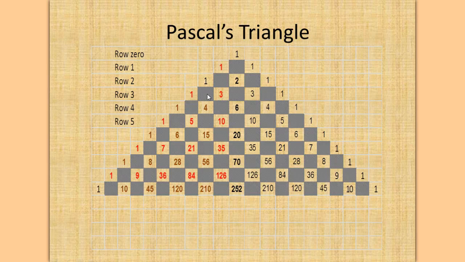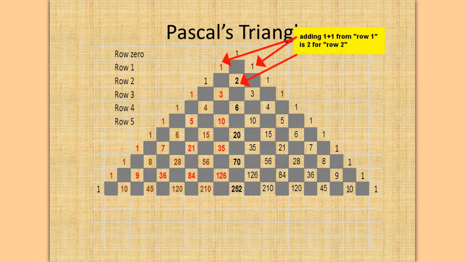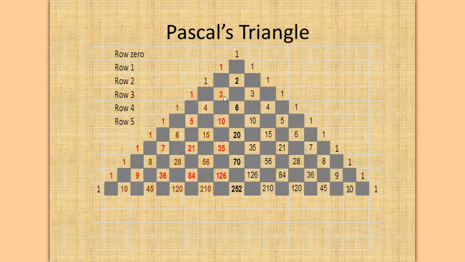So we're at the third row. How do we get the fourth row? Well, 3 plus 1 is 4. 3 plus 3 is 6. 3 plus 1 is 4. Now we're on the fourth row. How do we get the fifth row? 4 plus 1 is 5. 6 plus 4 is 10. 6 plus 4 is 10. 4 plus 1 is 5. And 1 is on the end. So we're on the fifth row.